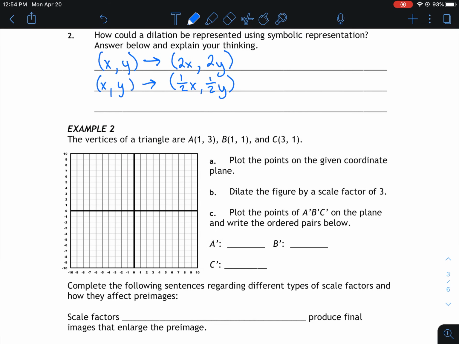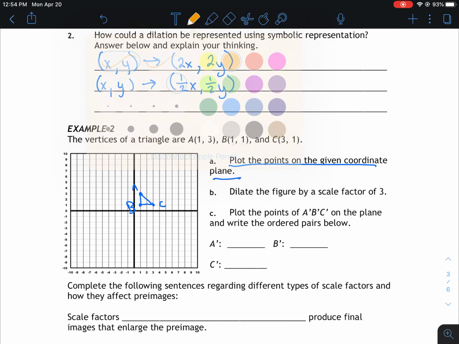Okay, so when we are looking down here, we have the vertices of A, B, and C. So we're going to plot those first. (1, 3), that is letter A. Letter B is at (1, 1). Hold on, I'm going to have to move this A right there. (1, 1) is letter B, and C is at (3, 1), right here. So a very, very tiny triangle here.